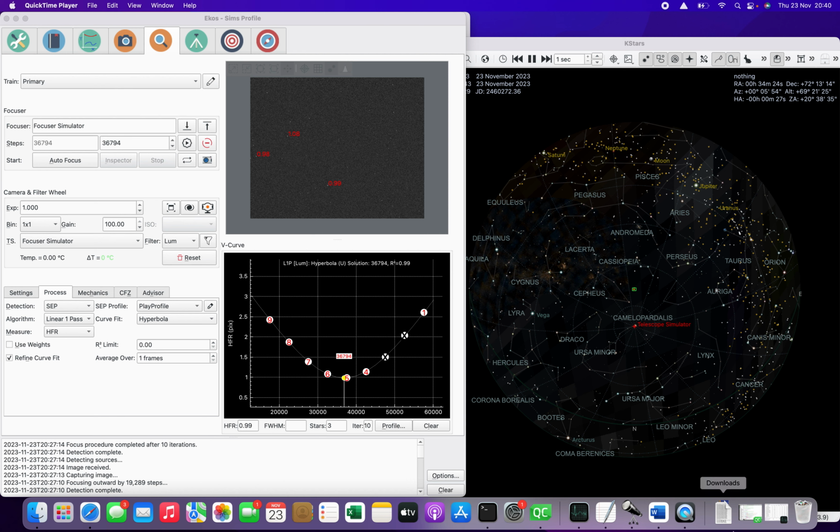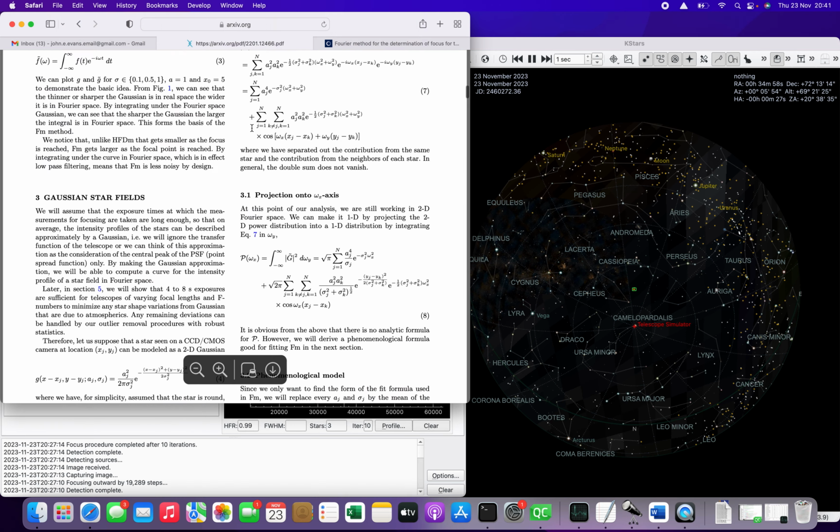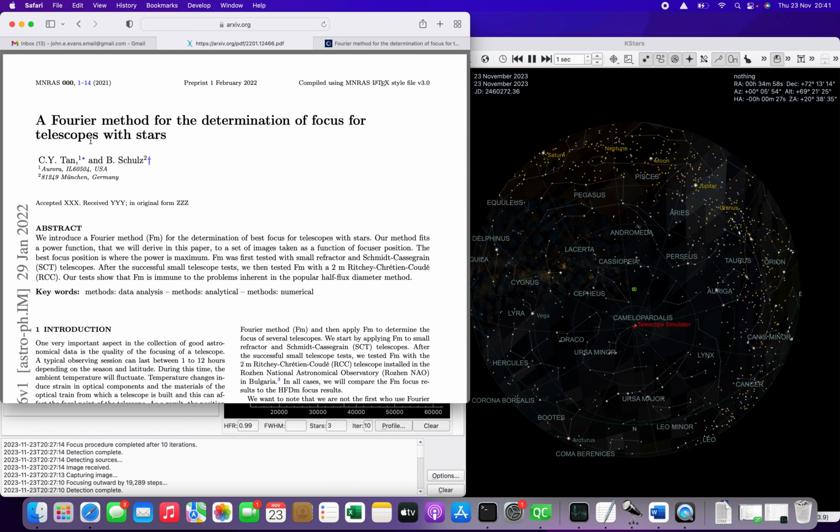The underlying theory to all of this is a paper by these two guys, Tan and Schultz, that was published in the Royal Astronomical Society's journal, "A Fourier method for the determination of focus for telescopes with stars". I don't have access to this journal, but there is a preprint on arXiv of the same paper. I'll put a link in the video description, so for those of you that would like to, you can have a look at the paper yourselves.